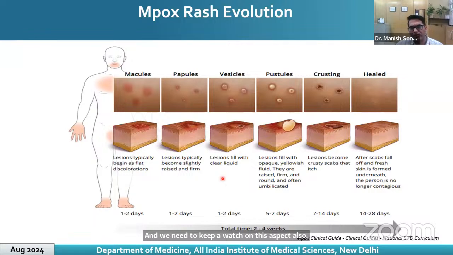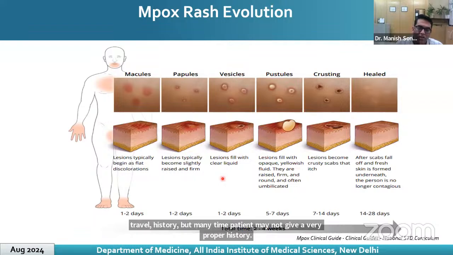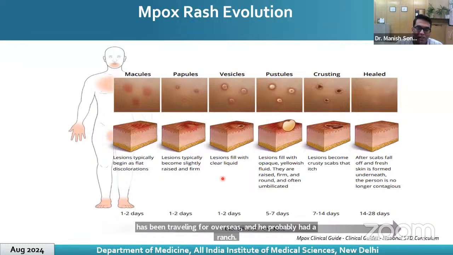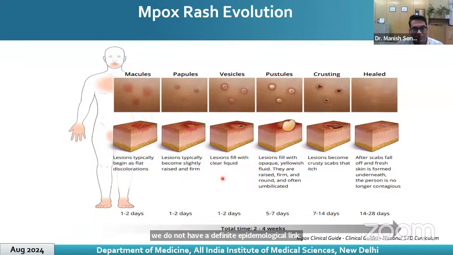So regardless of the clades, the clinical presentations may be variable. Fever may or may not be there, the distribution of rash may be different, but rash will be there in nearly all the patients. Most of the patients will come to us inquiring about a rash. Obviously, we will be looking for an epidemiological link, travel history, etc. But many a time patients may not give a very proper history. And this happened last week only. One of our patients came and said that he had an exposure to a person who had been traveling from overseas and he probably had a rash. So obviously, we do not have a definite epidemiological link, but yes, identification of a rash will help us in suspecting these patients.